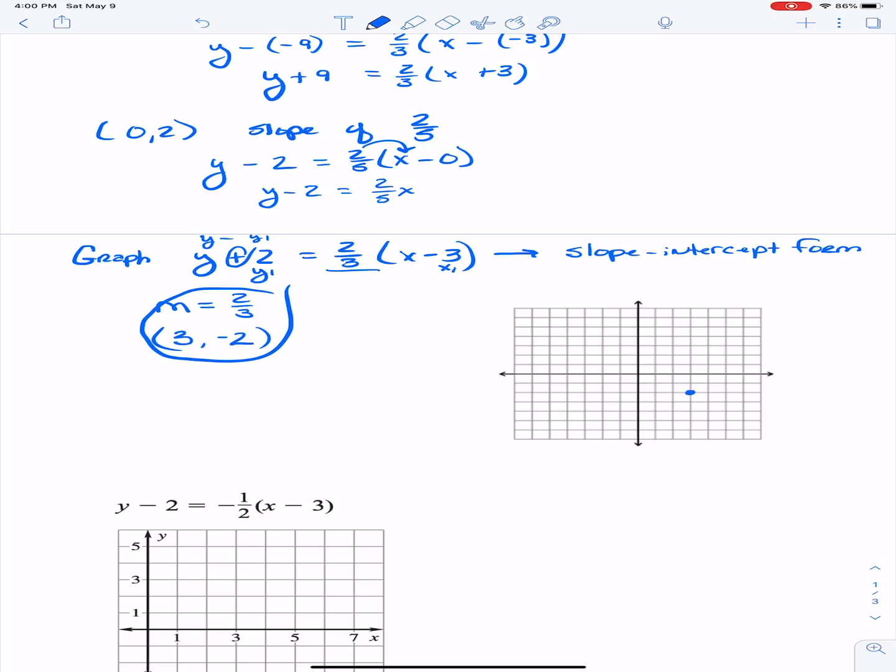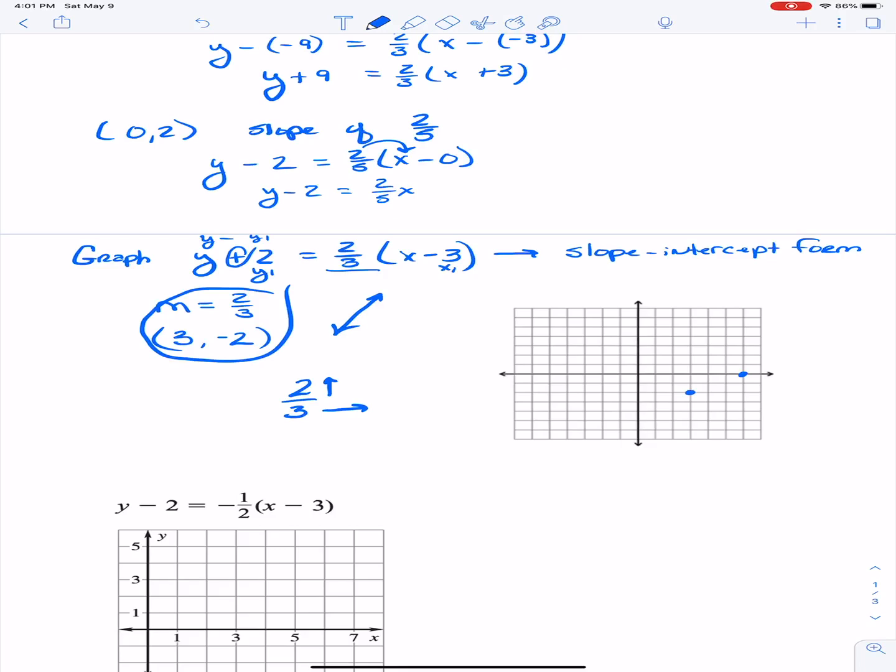Now, I'm going to use my slope to find another point. My slope is positive, so when I finish graphing, I know that my graph is going to look like this. Our slope is 2/3, so it's positive. We know we're going to go up 2 and to the right 3 units from our point that we just did. So here's our new point. We're going up 1, 2, and to the right 1, 2, 3, and there is our new point.